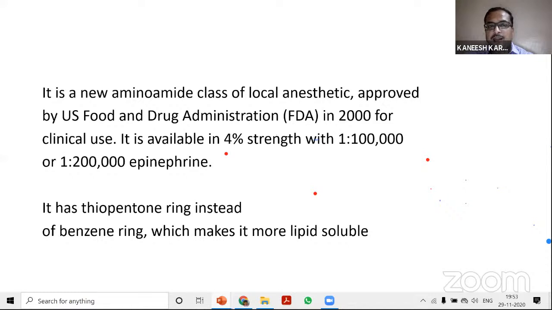It is a new amino amide class of local anesthetic approved by US FDA in 2000. Of course, not very recent, 20 years old. It is available in 4% strength with 1 in 1 lakh or 1 in 2 lakh epinephrine. It has a thiophene ring instead of a benzene ring, which makes it more lipid soluble.